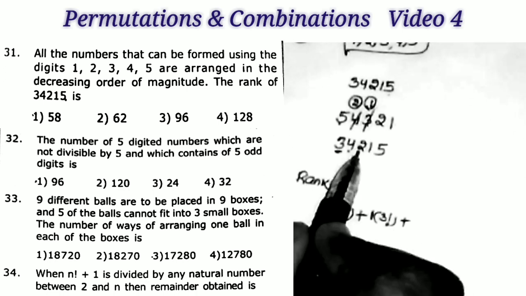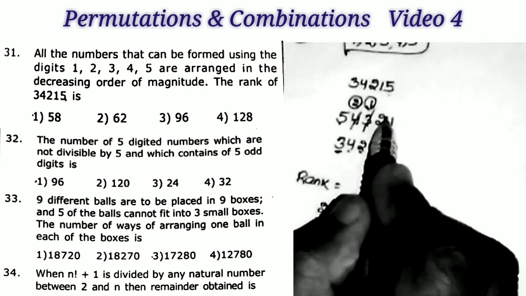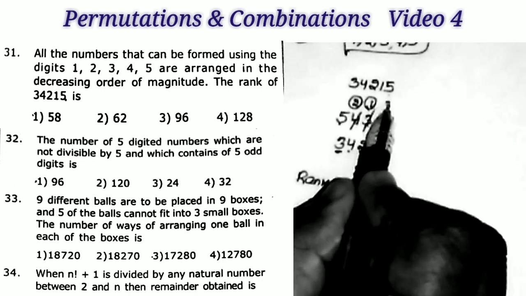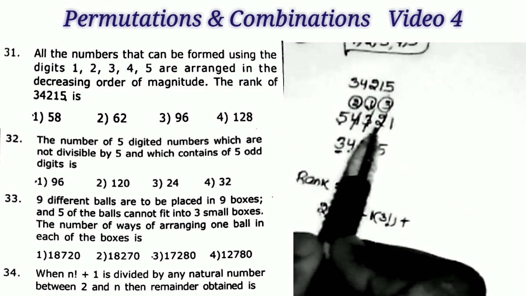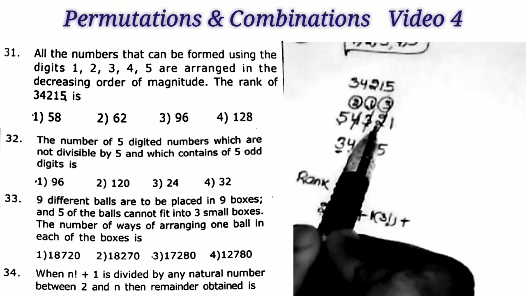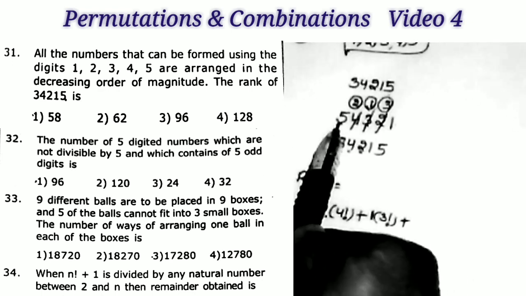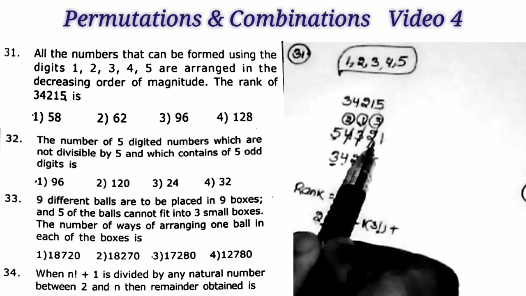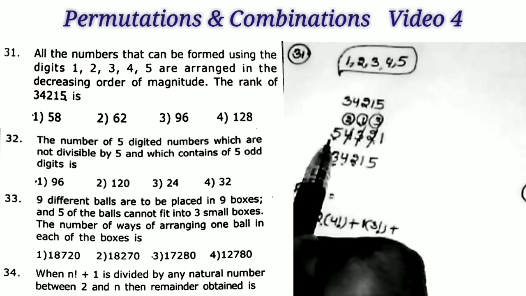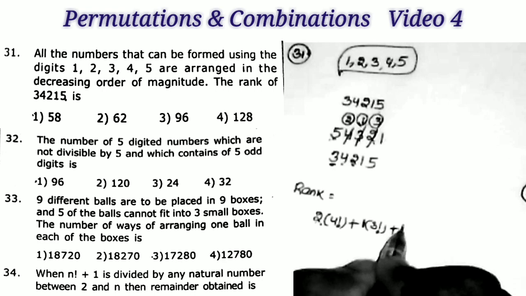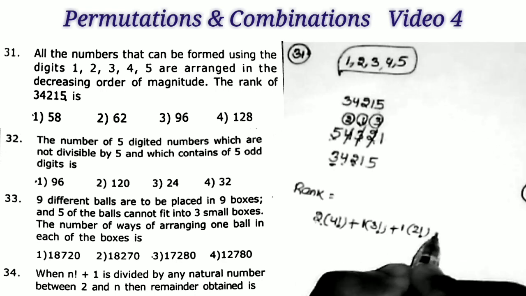Okay, plus what is the next number? 2. Now cut the number 2 in the decreasing order and put 3 here. Now what are the numbers we have before 2? Here these numbers are cancelled. Here we have only one number before 2. Before 2 we have only one number without cancellation, that is 1 into, just take 2 factorial.